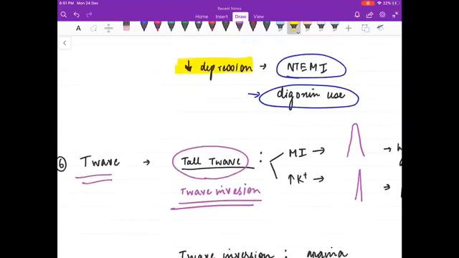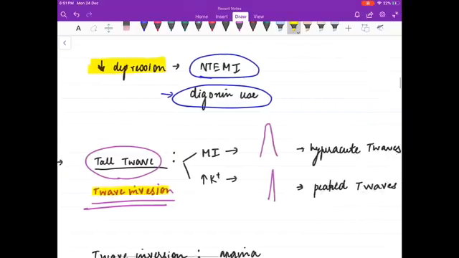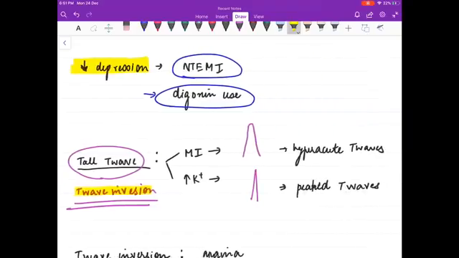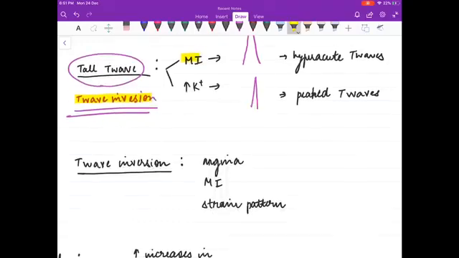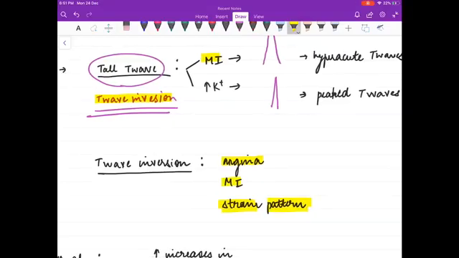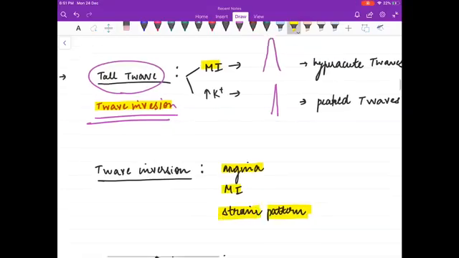So now the T waves. We have to see whether any T wave inversion is there. If T wave inversion is there, it is due to angina, MI and strain, due to strain pattern ECGs, okay, strain, when there is strain on the heart muscles.